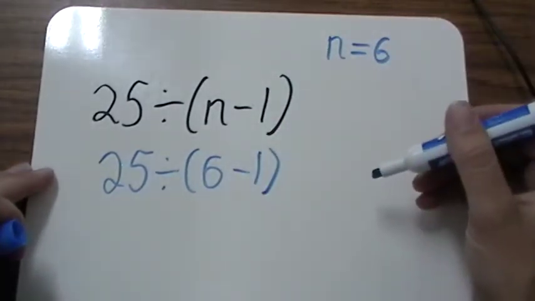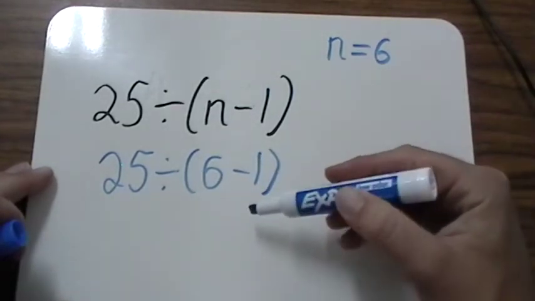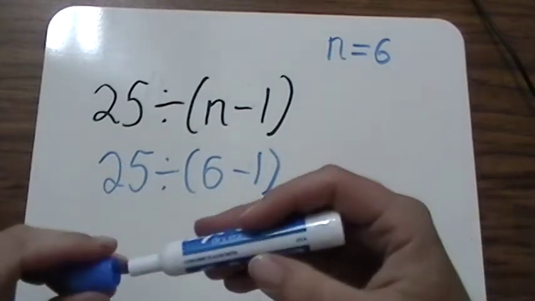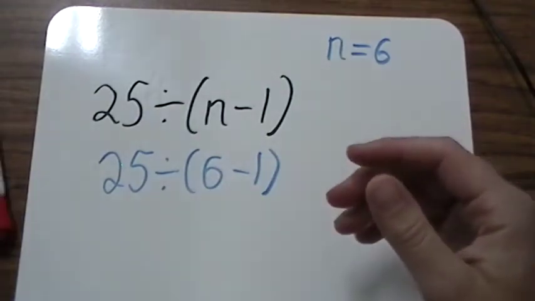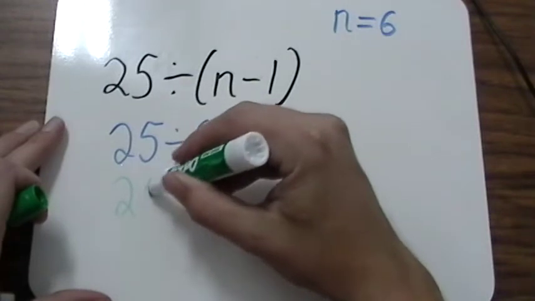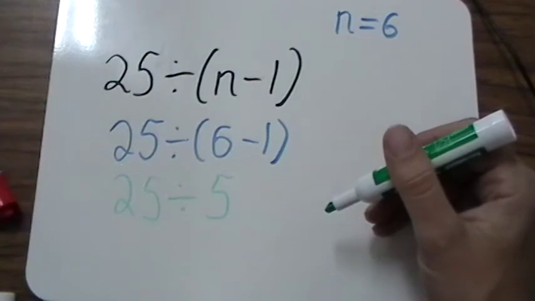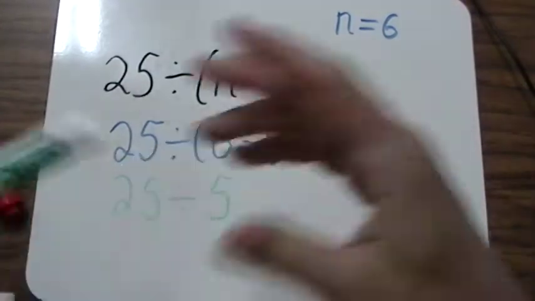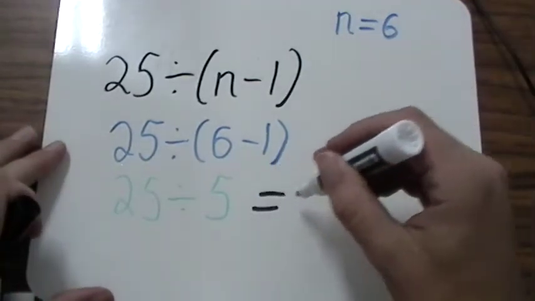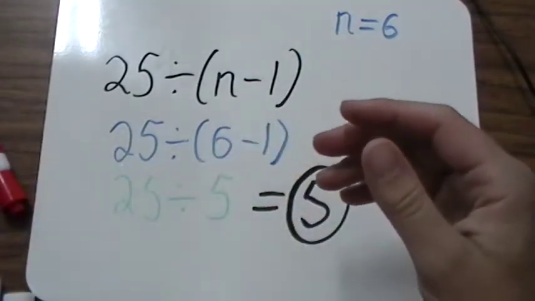Okay? Now, there's something we need to do first, and that's what's in parentheses. Whenever you see parentheses, you have to do that part first. So what's 6 subtract 1? Well, 6 subtract 1 is 5. So we have to do 25 divided by 5. And what's 25 divided by 5? Oh, that's not too bad. 25 divided by 5 is 5. 5 is your answer. All right, nicely done.